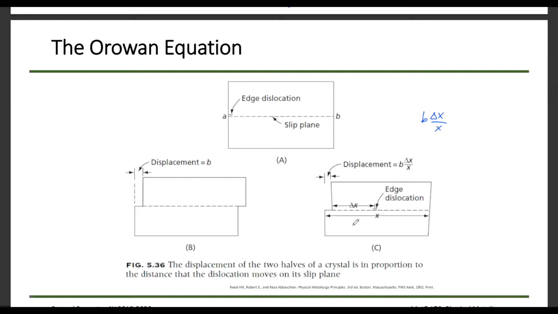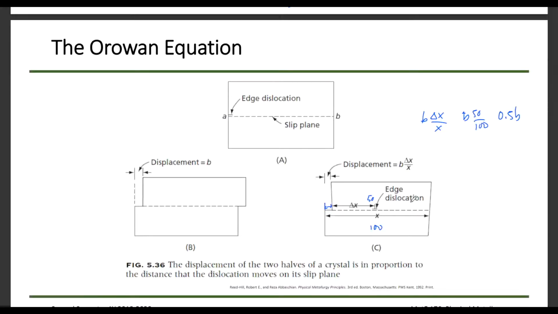For example, let's say the whole dislocation is 100 units. If it has only moved half, or 50 units, then it makes sense that the displacement here will only be half, because it isn't fully displaced. So B times 50 over 100. The displacement should be only 0.5B.